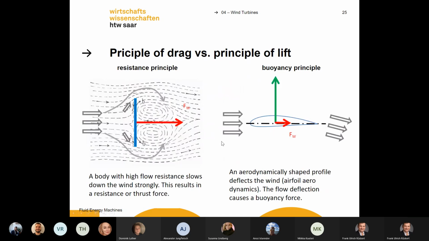And the second big principle you can use is the buoyancy principle. With buoyancy, you also have a wing. Here you can see the wing. We have a wind velocity. The wind hits the wing. It causes a drag force and it causes a lift force. The wind will lift up this wing and then you can get energy, you can get rotation. So in all modern wind turbines, you use the buoyancy principle. You do not use the resistance principle.